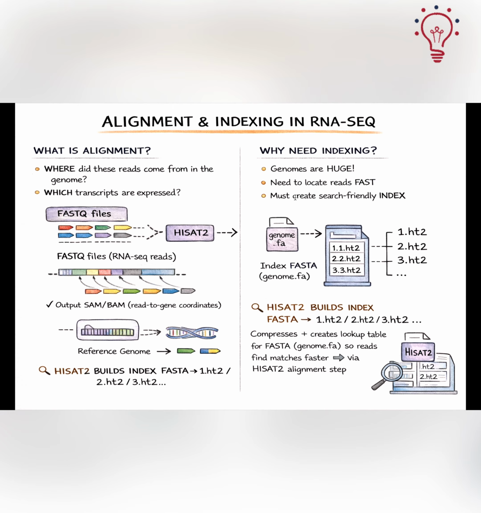Why? Because genomes are very large. Searching directly inside a huge genome file would be slow. Indexing creates a fast lookup system, like a table of contents in a book. When we run hisat2-build on a genome FASTA file, it creates index files such as 1.ht2, 2.ht2, and so on. So first we build the index, then we align the reads.